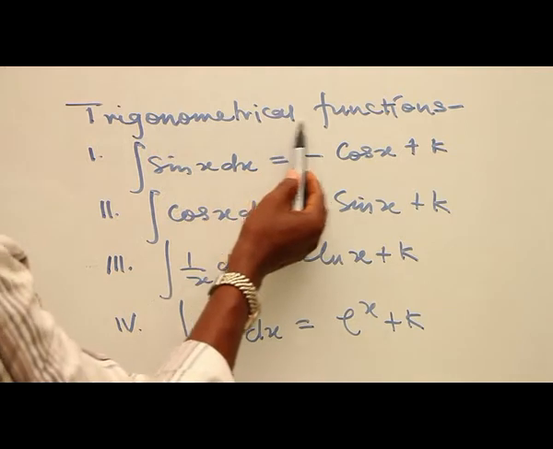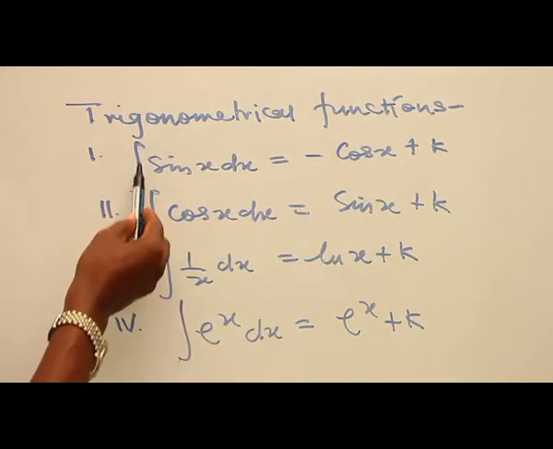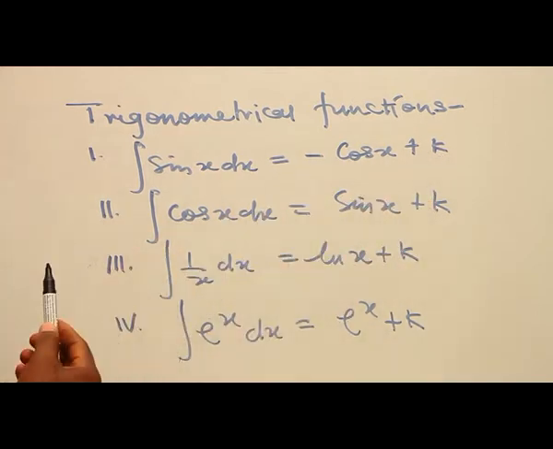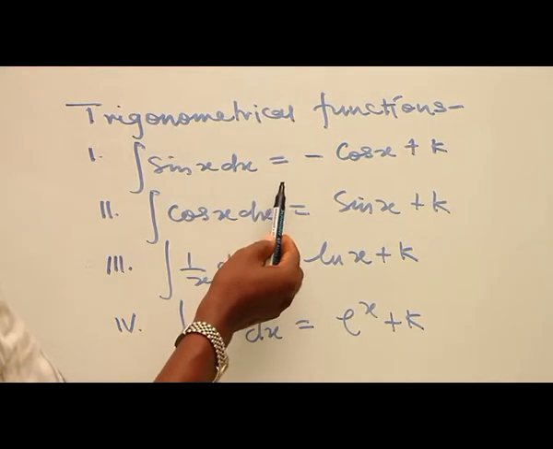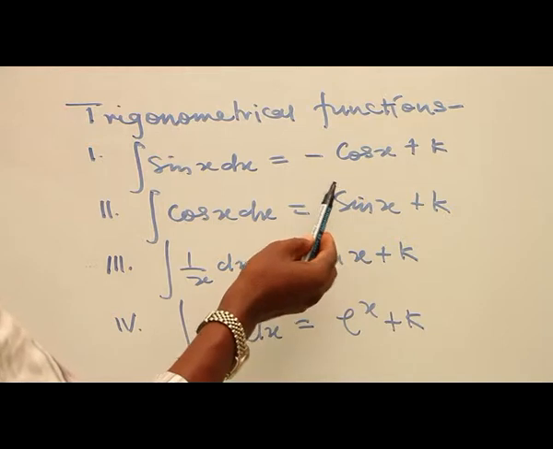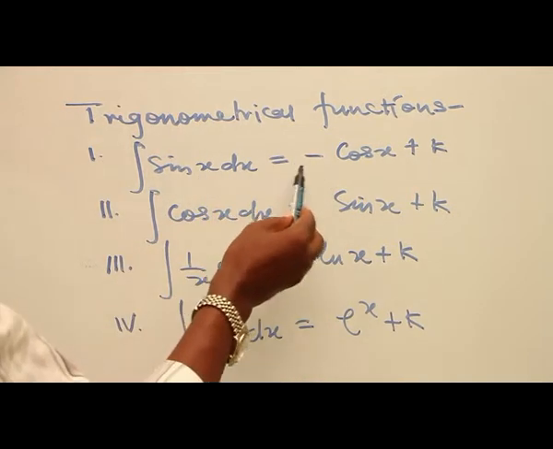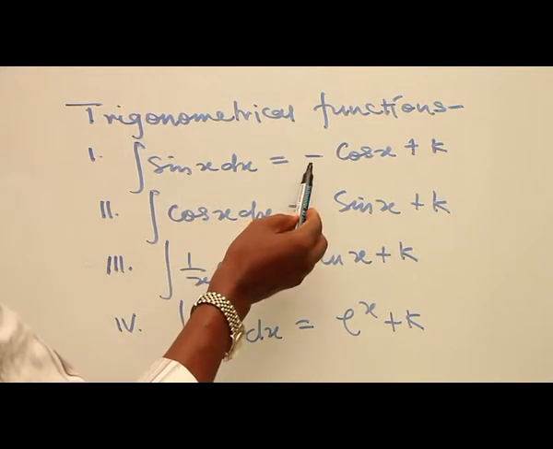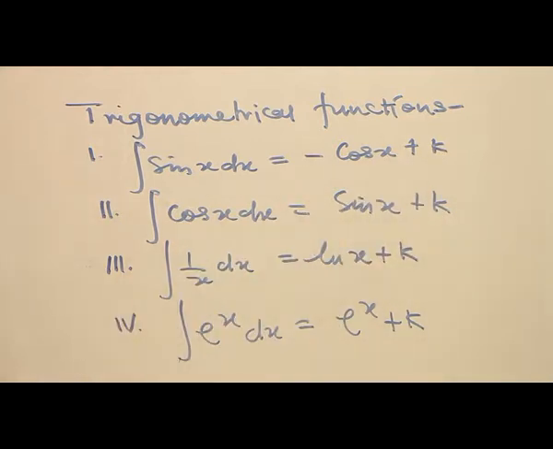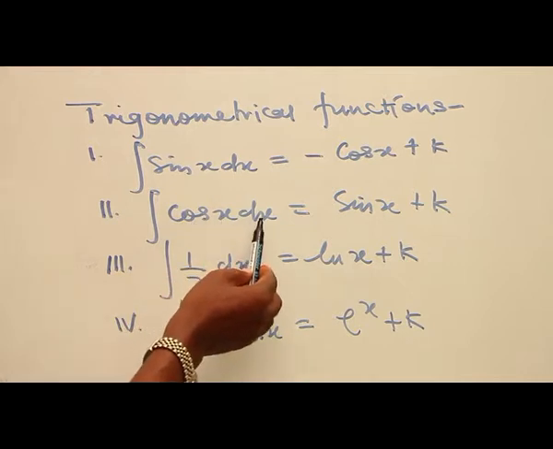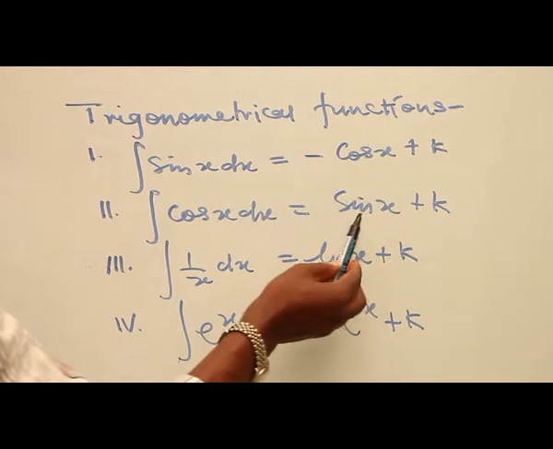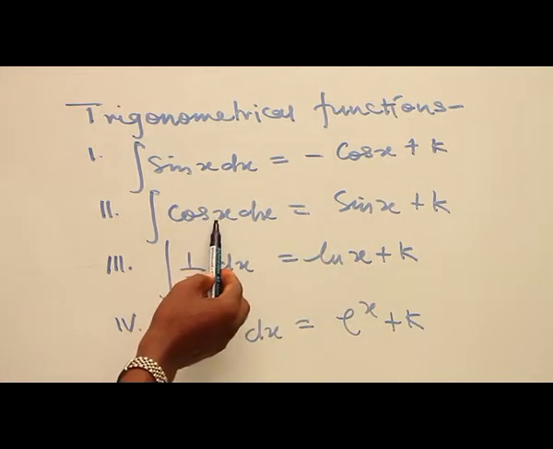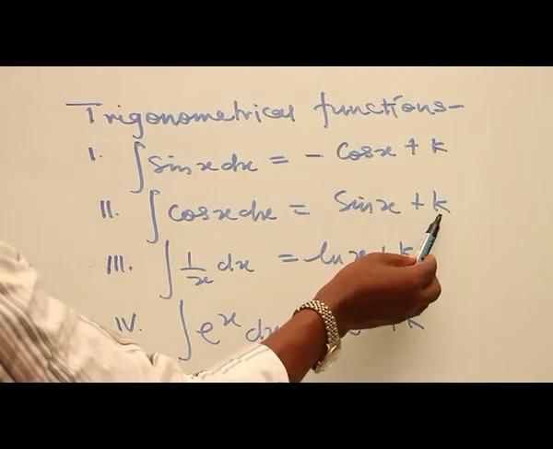Let us take a look at some trigonometrical functions. Number 1, the integration of sin s ds. This will be equal to minus cos s plus the constant of integration. You will recall that in differentiation, if you differentiate cos s, you will have minus sin s. So now, if you differentiate minus cos s, you have plus sin s. That is why the integral of sin s ds is equal to minus cos s plus k, the constant of integration. Number 2, integration of cos s ds. This will be equal to sin s plus k. This is a situation where if you differentiate sin s, from what we have done earlier, the answer is cos s. So if you integrate cos s, the answer is sin s plus the constant of integration.